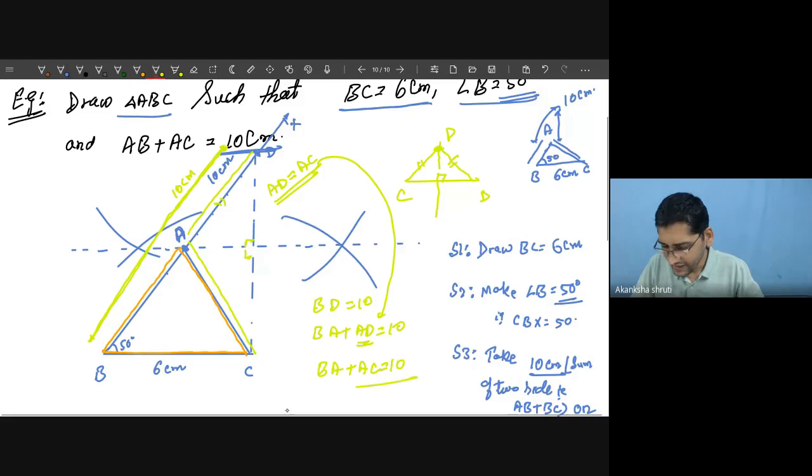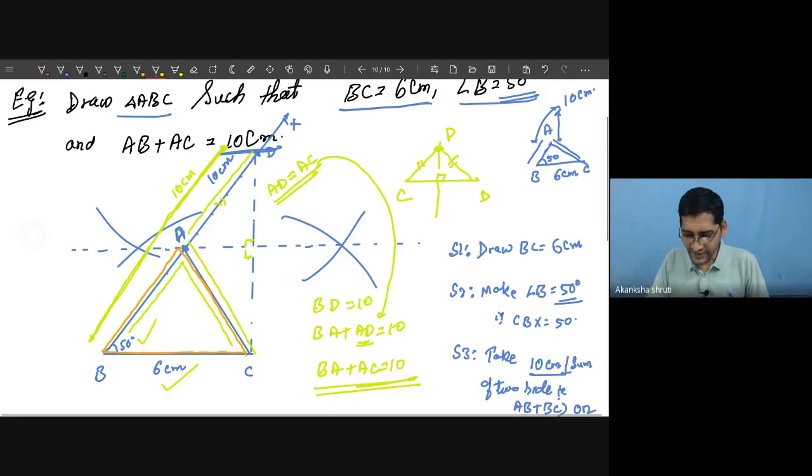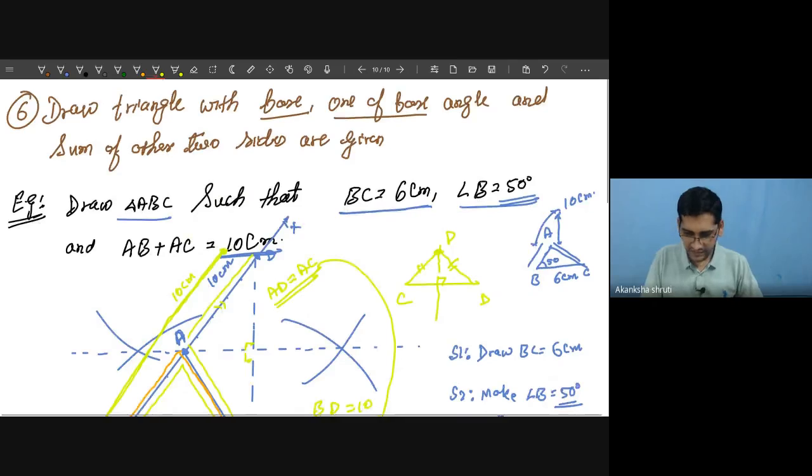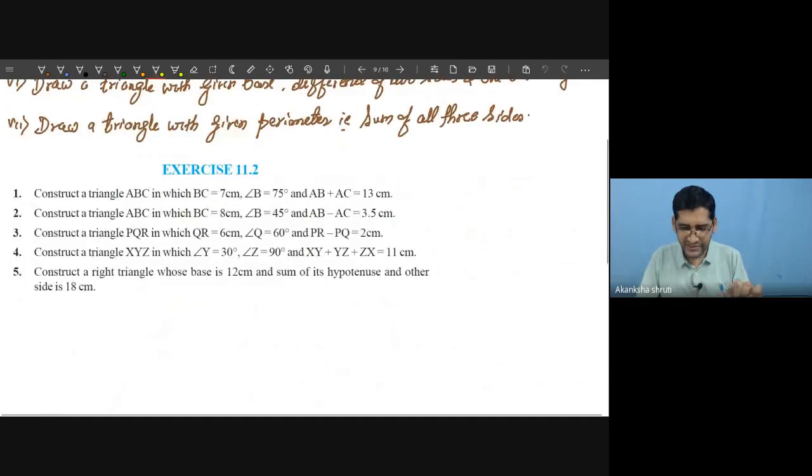So this way we have observed that a triangle with one side length BC, one of the angles, and the sum of the other two sides, meaning here we are given BA plus AC, this length is given. So with these three conditions, this triangle BAC is drawn. Okay, student? So it was based on this. The same concept you have to apply for solving this exercise.